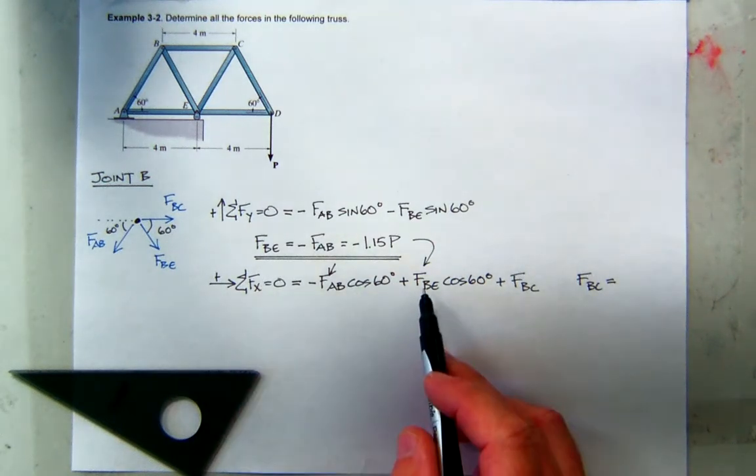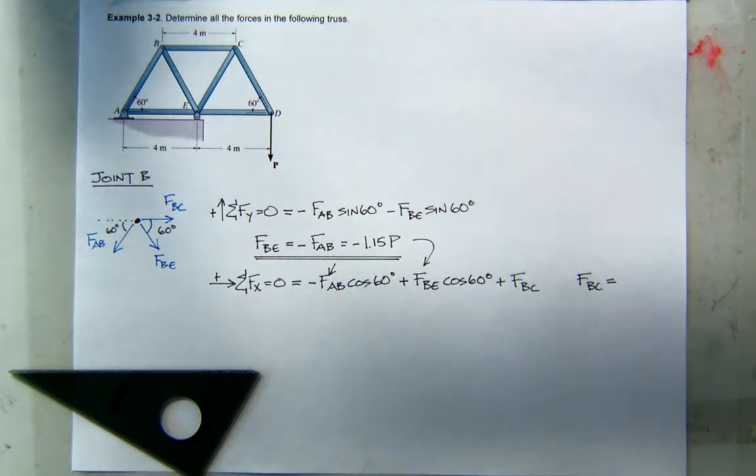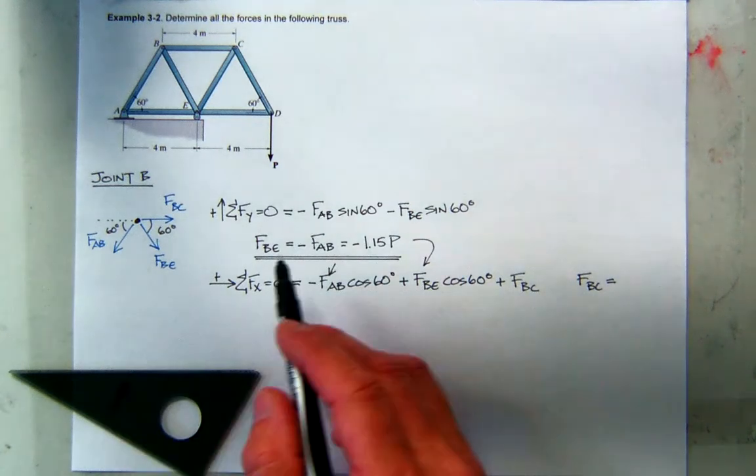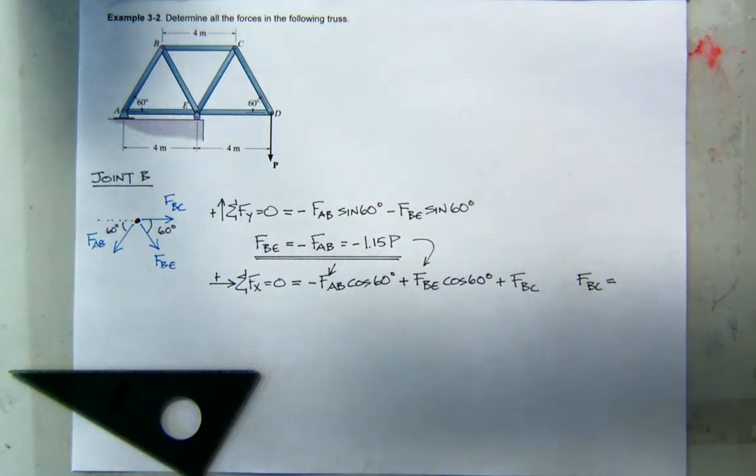So this one is negative, and this one is positive, so those two add together. I think the cosine of 60 is half, right? Yes. So that means these just add up to 1.15p. So FBC must be 1.15p. Is that right? That's my Rain Man calculator result. You guys have to drop some sticks on the ground for me to do that. Anybody get that? I got 1.15p. Anybody else get that? I get a little confused there.